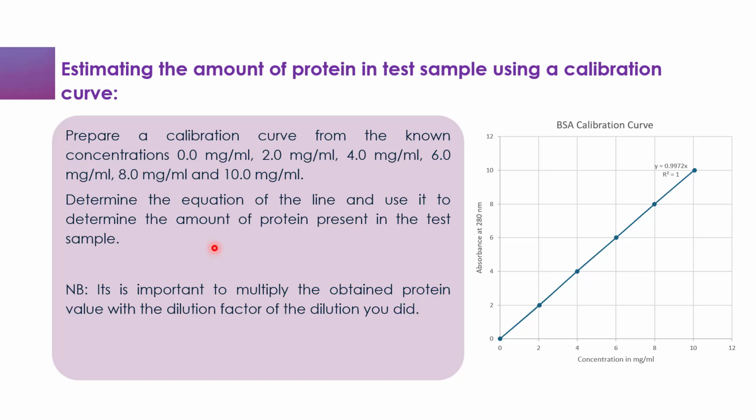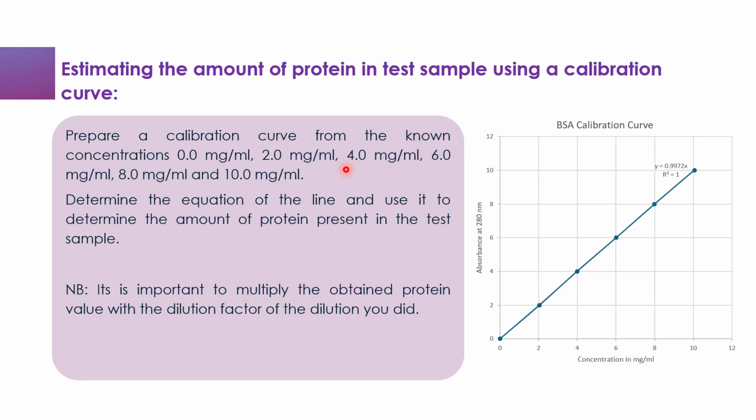Now let's see how to estimate the amount of protein in our test sample using the calibration curve. You first have to prepare a calibration curve from the known concentrations 0.0 milligrams per ml, 2.0, 4.0, 6.0, 8.0, and 10.0 milligrams per ml. These concentrations are prepared from the standard BSA with a concentration of 10 milligrams per ml. We will prepare these various concentrations from the standard using the equation C1V1 equals C2V2.